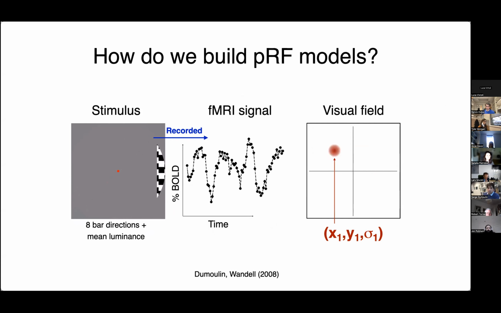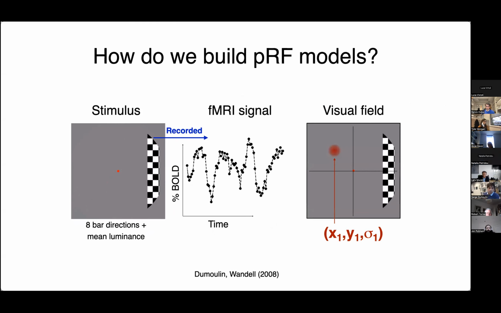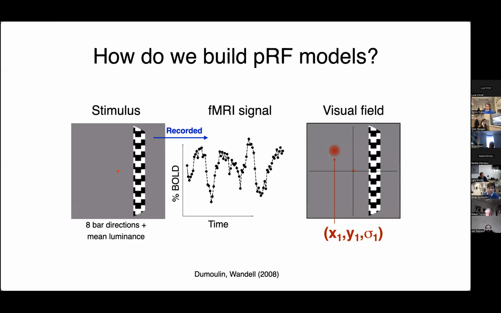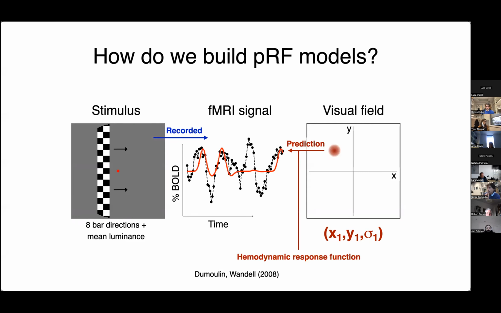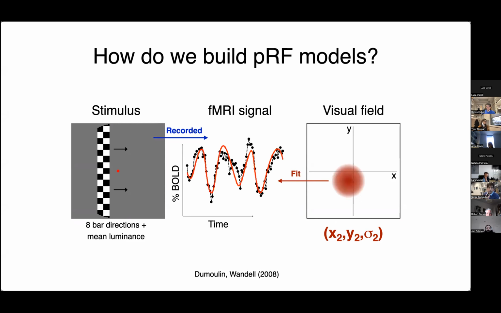If you have this model, you can predict when this population receptive field would respond, namely when this bar is traveling through the population receptive field. Then you can make a prediction, taking into account the HRF. This prediction obviously is not a very good prediction for this time series, so we change the parameters of this Gaussian, X, Y, and sigma, to optimize the fit. It's really a forward fitting procedure. The output of the analysis is X, Y, and sigma. We also get variance explained, how good the model fits, of course.